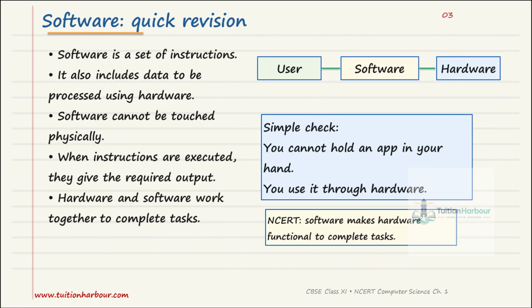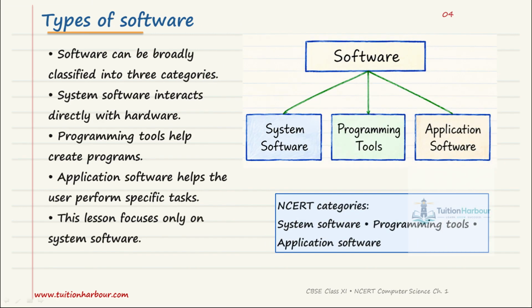Software is a set of instructions and data. You cannot touch software physically. When software runs, its instructions are executed using hardware to give the required result. Software is broadly grouped into system software, programming tools, and application software. System software works closest to hardware. This lesson focuses only on system software.